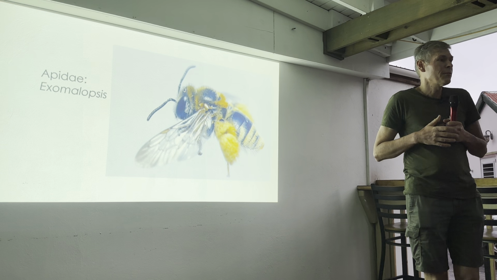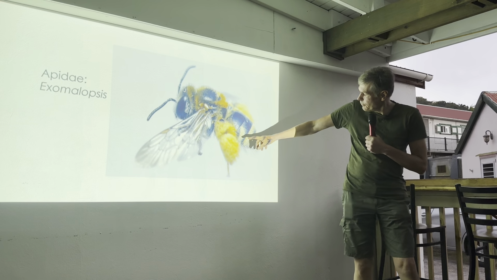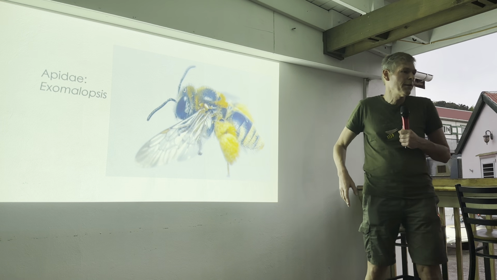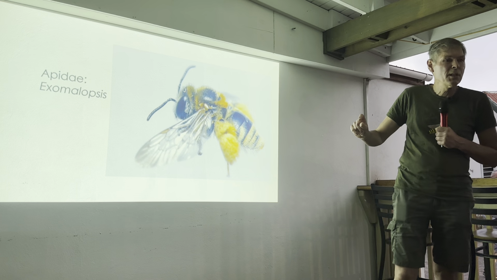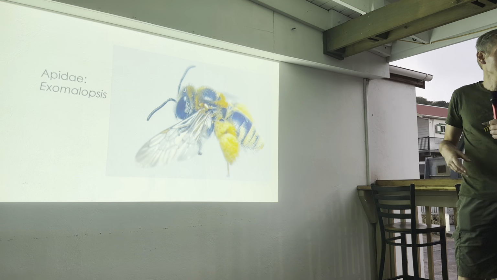Some other bees have a different strategy. These hind legs are very hairy, and they collect all the pollen with the hind legs. It's a very small bee, about 5 millimeters.